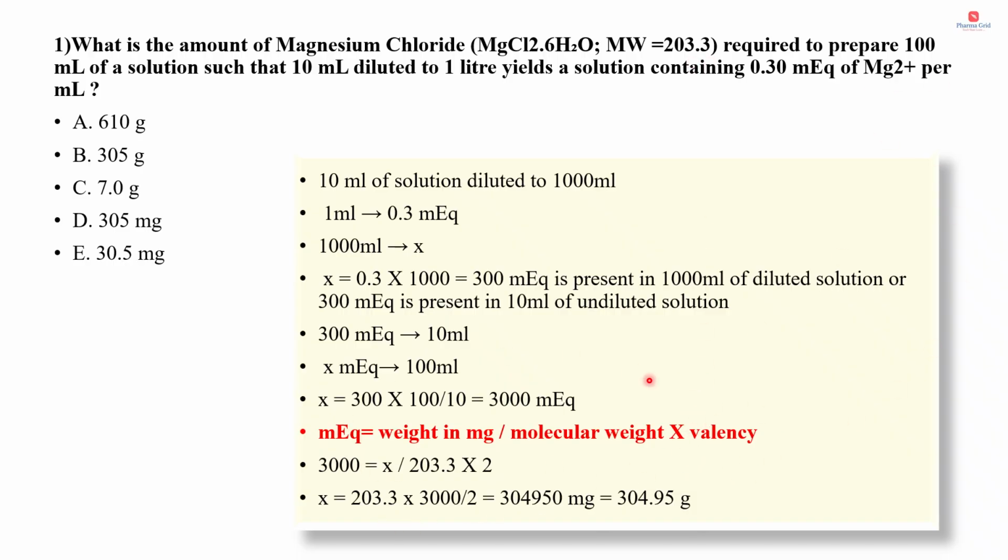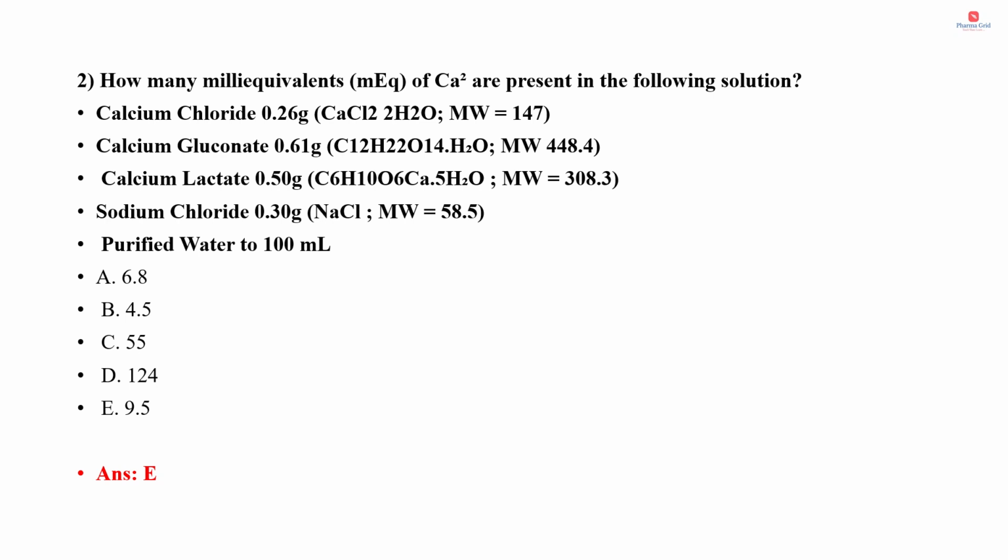So substitute all these values in the equation. We will get x is equal to 203.3 into 3000 divided by 2, that is equal to 304950 milligram. Convert this into gram. So we will get the answer as 304.95 gram. So here the correct answer is option B, that is 305 gram. Moving on to the next question.